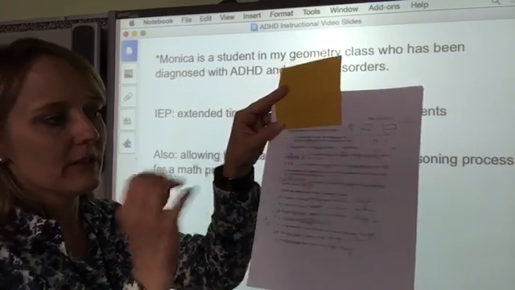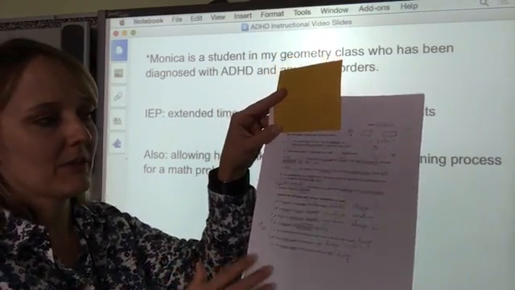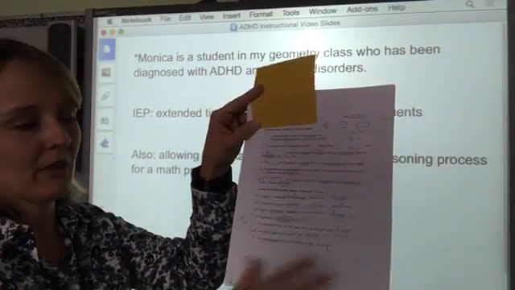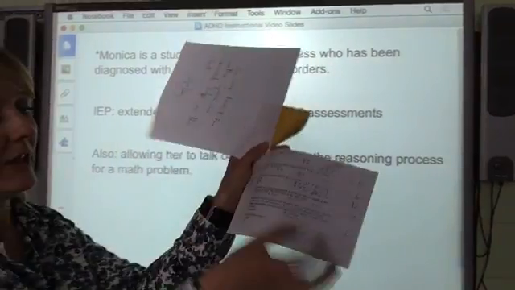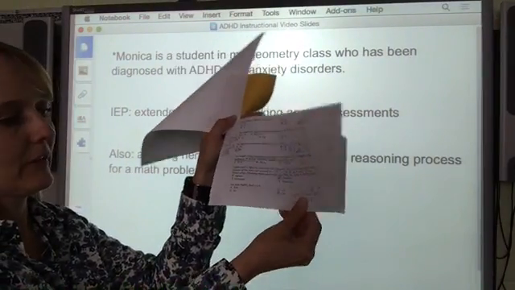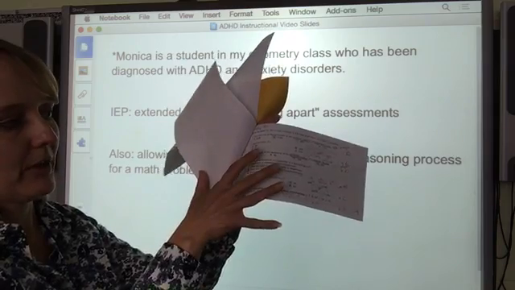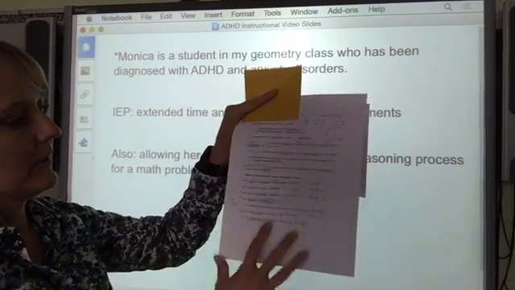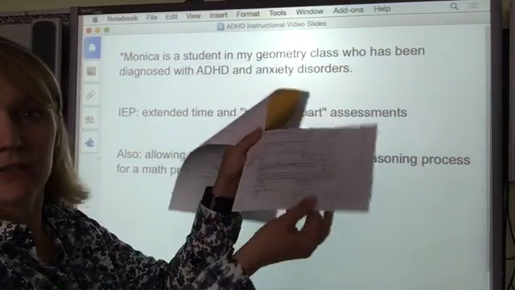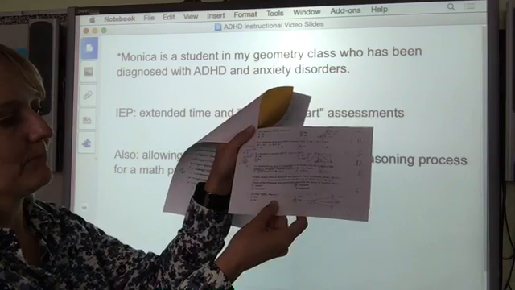I gave her only this first page at first, and I told her she had a set amount of time to finish just the first page. And then with the next page, I literally, you can see, cut it into two pieces. So this is the second page, and here's her third page. Everyone else in the class took this and both of these together. That was one piece of paper that I literally cut in half for her.